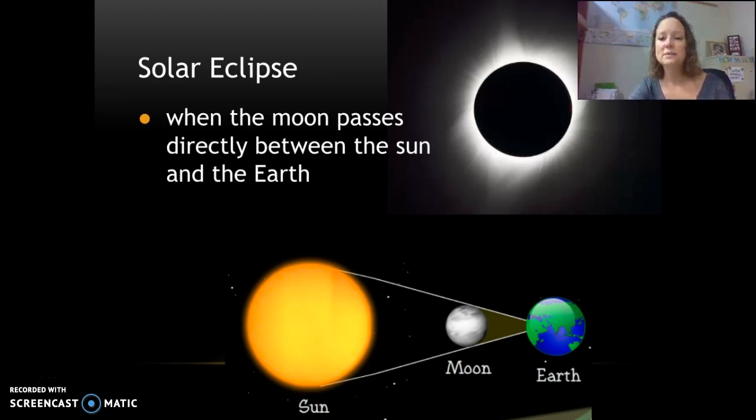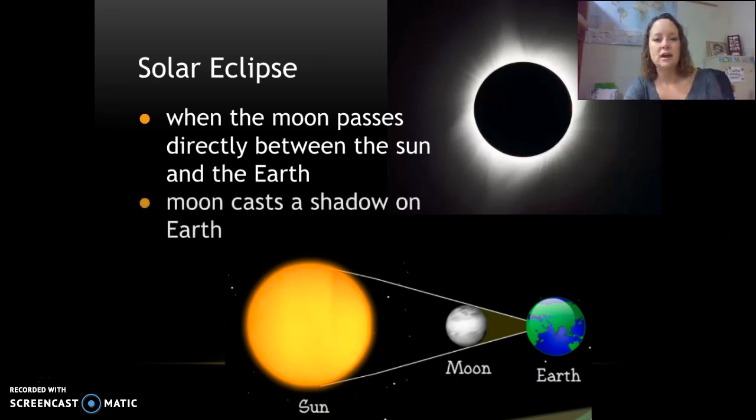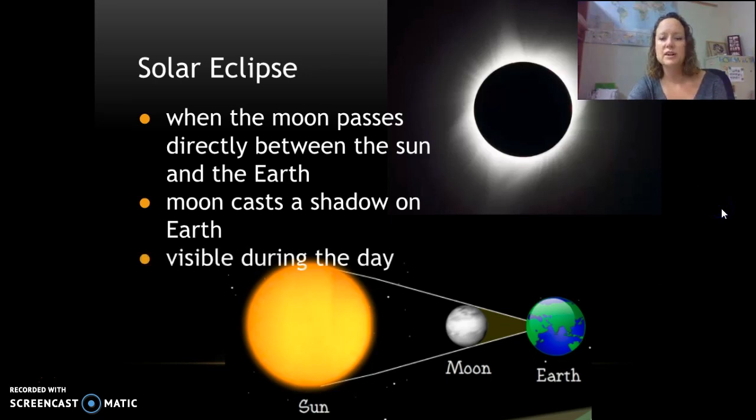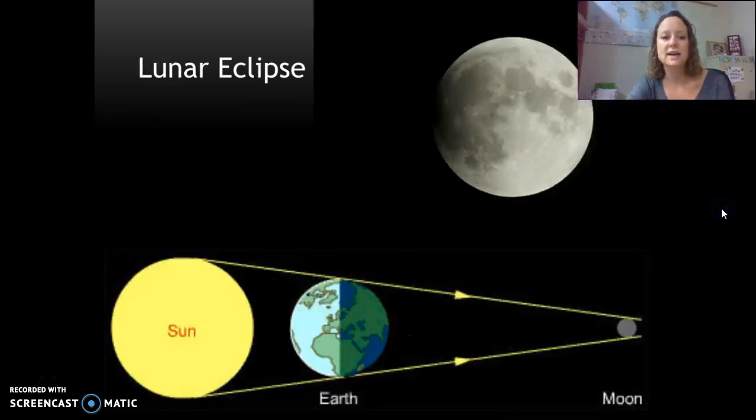Our last eclipse was last August in 2017. From this area, it wasn't a total eclipse, but you could see the lights dimming. Because of that, the moon casts a shadow on the Earth. In the western part of the state, they could actually see the total eclipse where it got much darker. This type of eclipse is visible during the day.